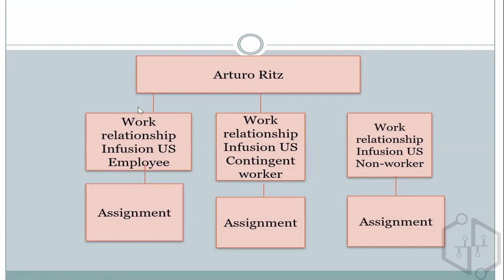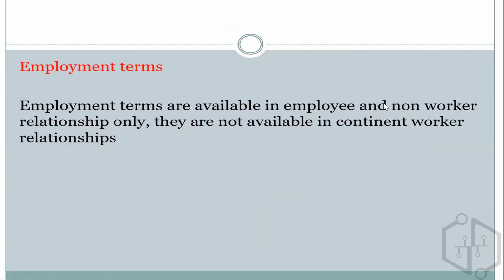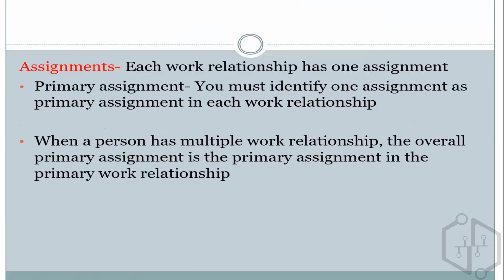Work relationship is the relationship that the employee has with the enterprise, and it holds an assignment. Employment terms are available in employee and non-worker relationships only. They are not available in contingent worker placements.